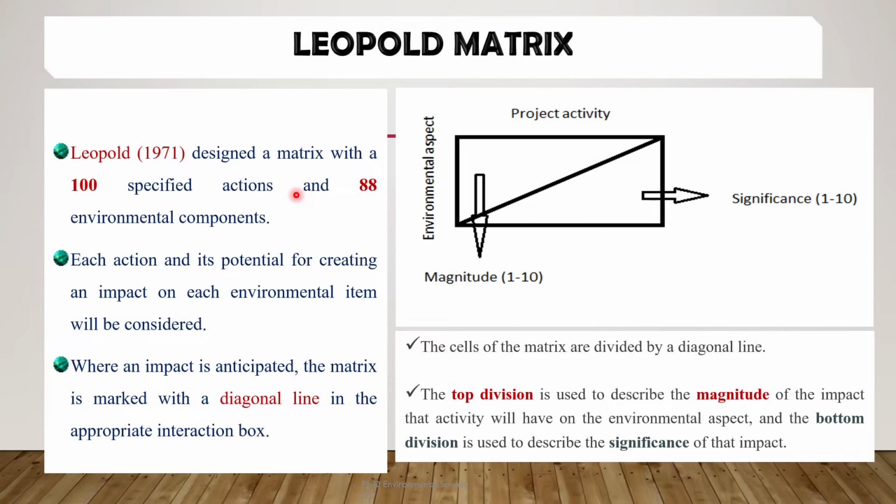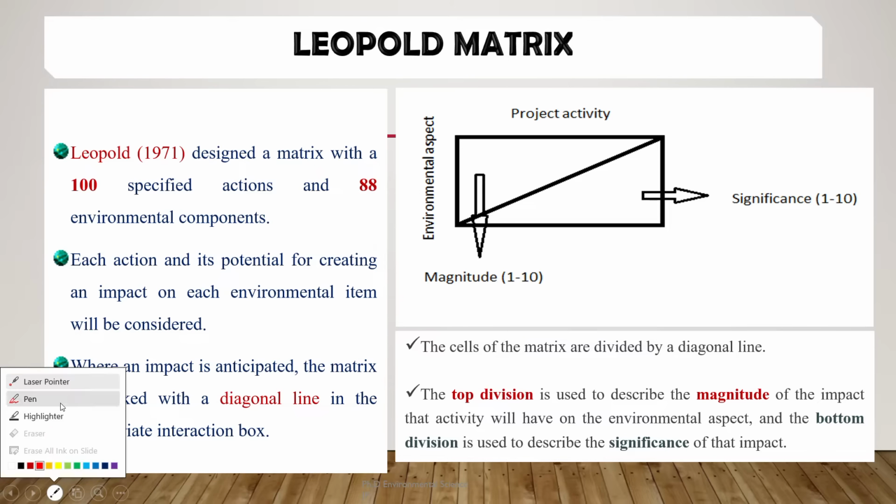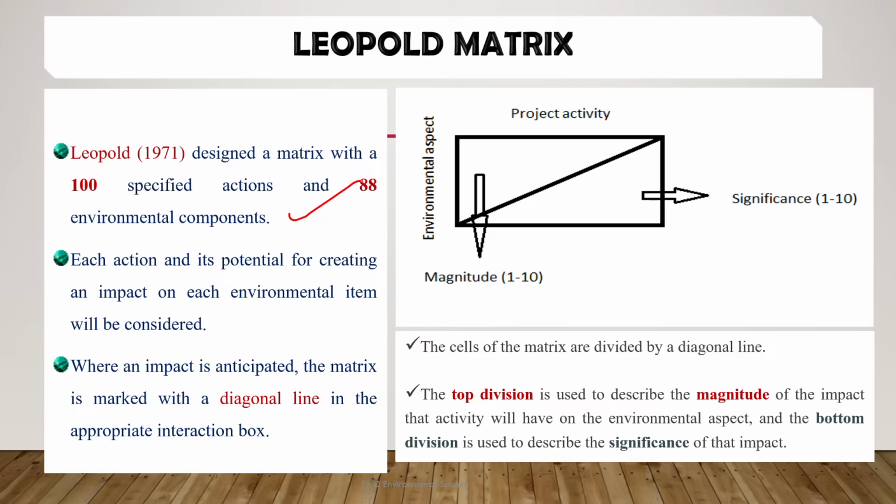Leopold matrix. Now this was designed by Leopold in 1971. This matrix includes 100 specified actions, or you can say project activities, and 88 environmental components. Each interaction between a project activity and an environmental component is assessed for its potential impact.